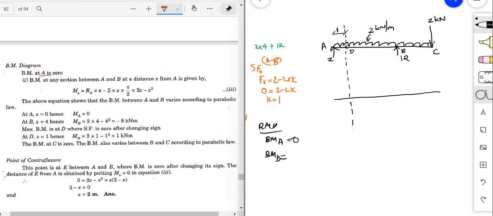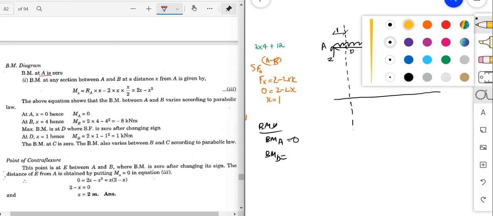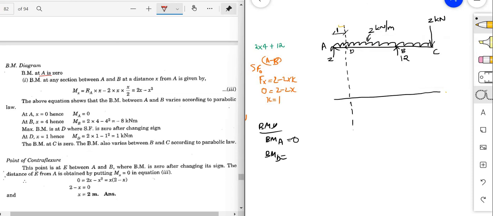So considering this point at x is equal to 1, first, bending moment at A is equal to 0. Now bending moment at D, I can consider the loads towards either the left or the right. It is easier to consider the loads towards the left here, because the number of loads there is minimum.